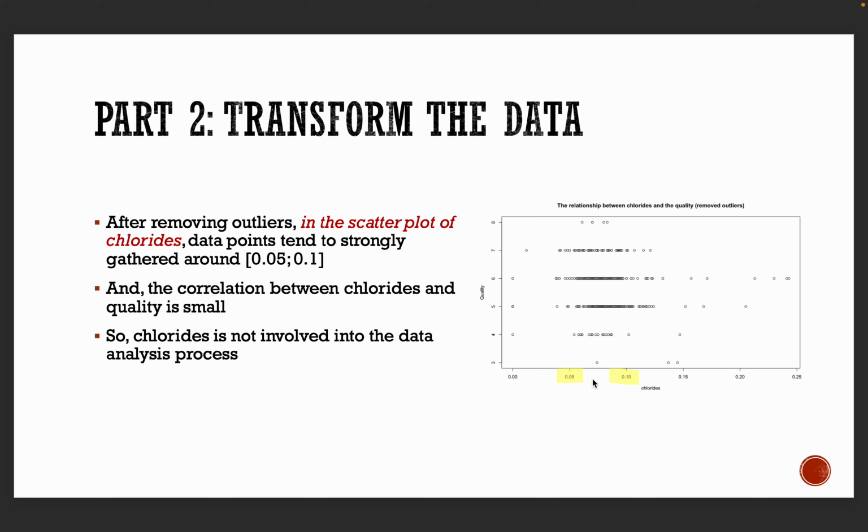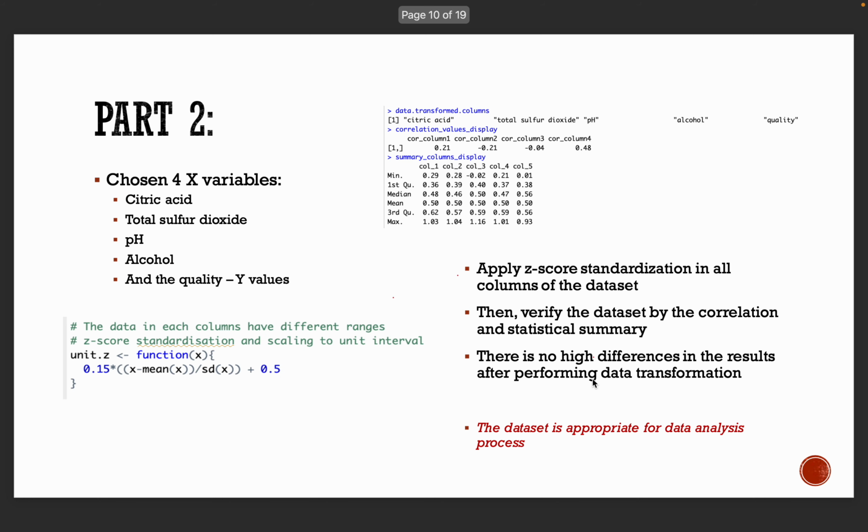In the second part of the assignment, I remove all outliers and select four x variables from the dataset. In that, chlorides is not involved in the analysis process. After that, I apply z-score standardization to all columns to scale the data into a similar range. The strength of the data also gets verified before performing fitting models.